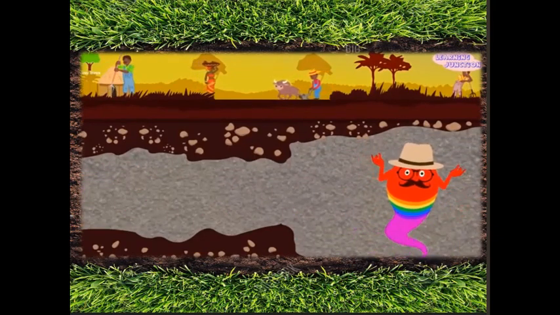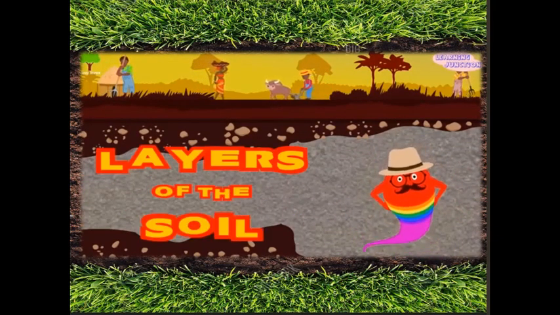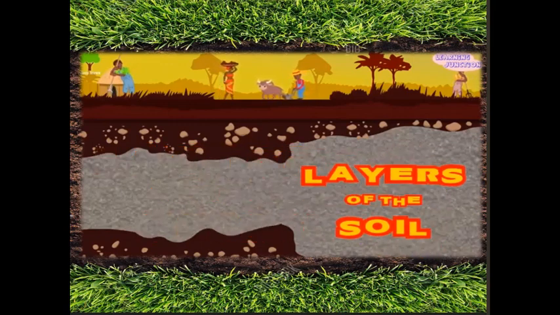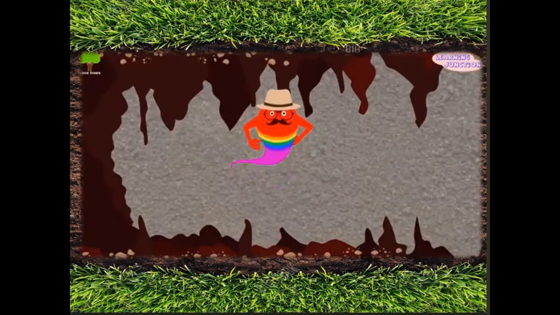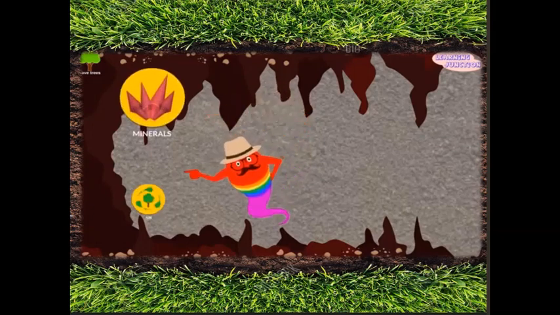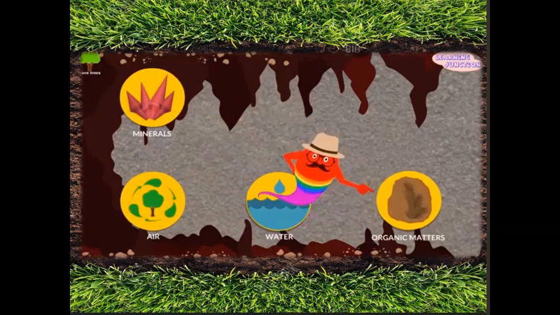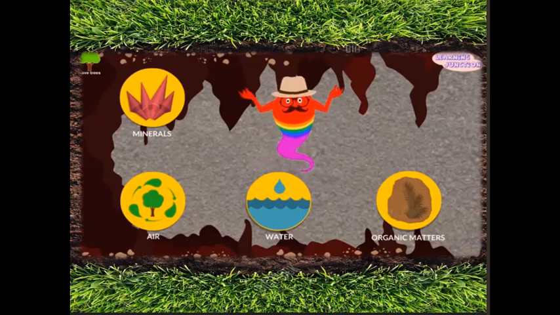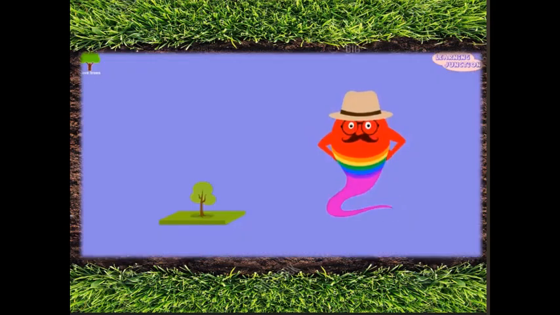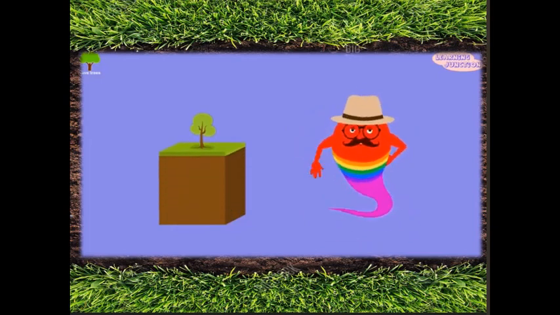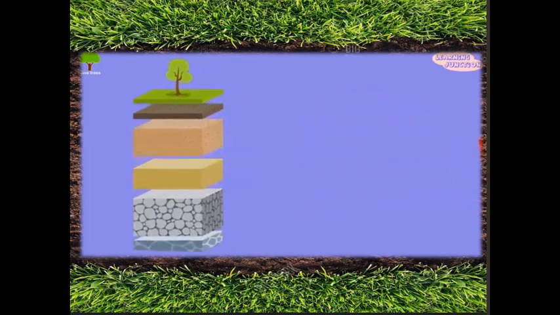Hello friends, today we'll learn about layers of the soil. Soils are complex mixtures of minerals, air, water, organic matter, and various organisms that are the decaying remains of once living things. Soil is made up of many layers, known as horizons.